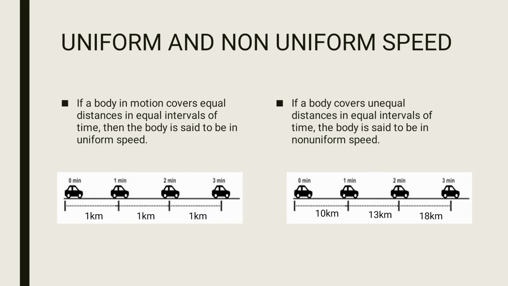Here the car covers different distance in equal time interval. In first minute it travels 10 kilometers and in second minute it travels 13 kilometers and in third minute it covers 18 kilometers. So, it moves with different speed to cover the distance in each time. This is called non-uniform speed.